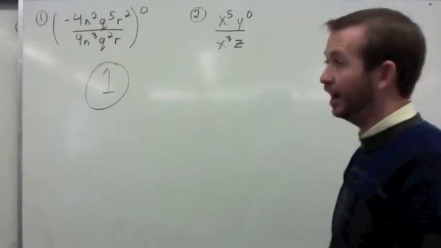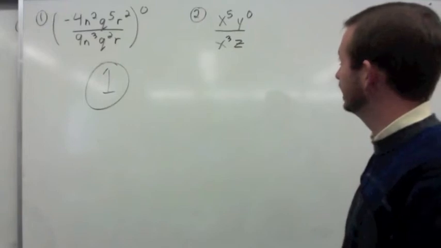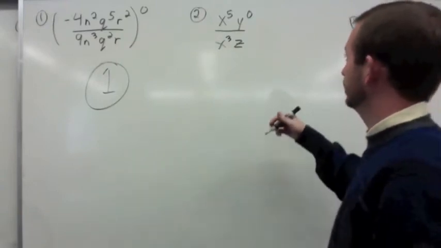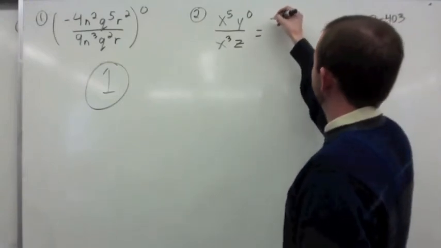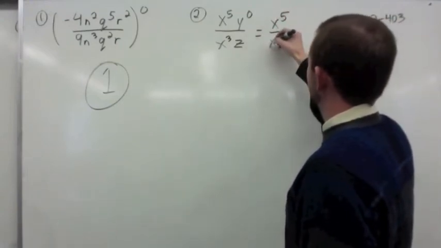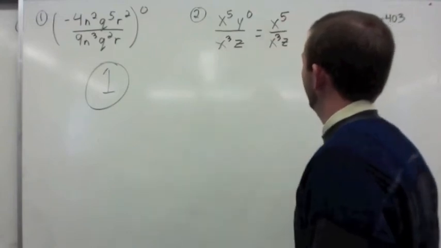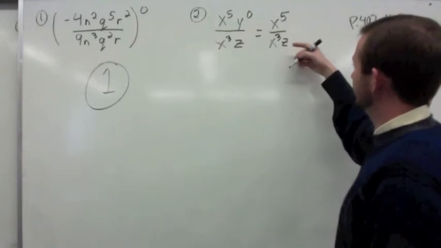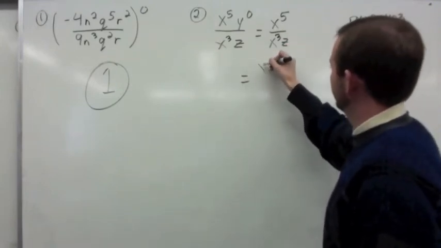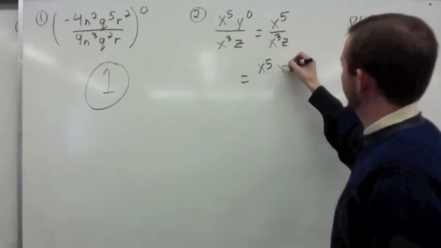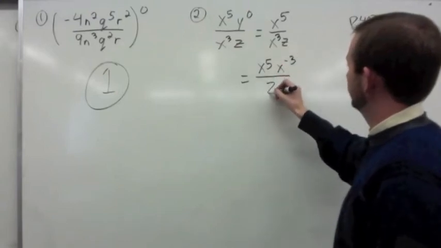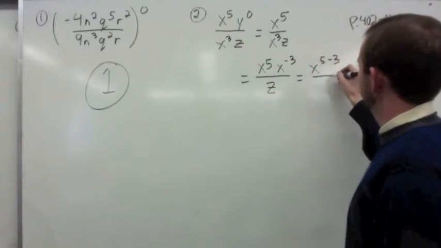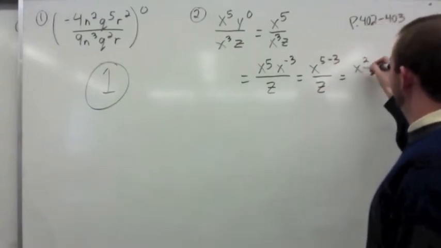Number 2, x5 y0 over x cubed z. Let's start with what's very obvious that we can simplify. Y to the 0 is 1. So that's going to give you x5 over x cubed z. Start with x5 over x cubed. You could take this up if you wanted to, and that would turn into x to the 5. Bring this up. X to the minus 3 over z. 5 minus 3. That's going to be x squared over z.